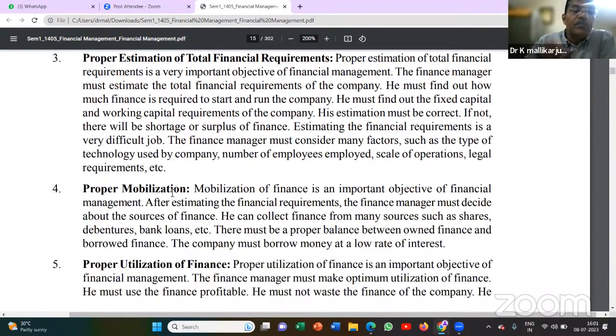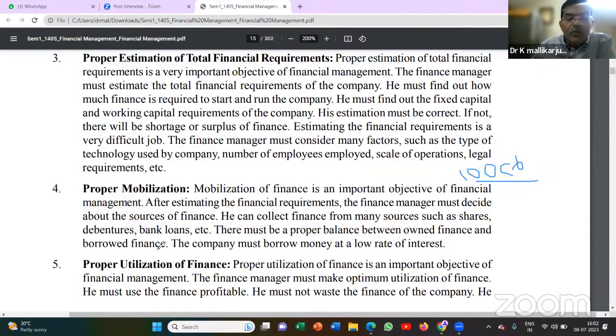The fourth one is proper mobilization. The firm has to mobilize the funds properly. The company has so many options. For example, Bajaj Finance requires 100 crores for opening more new stores, also in semi-urban areas. The company requires 100 crores, and the company has many options.